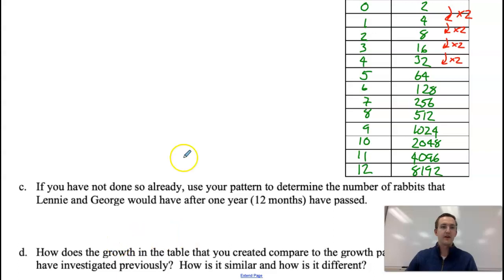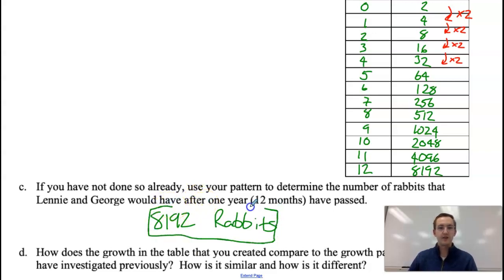8,192 rabbits. So again, after 12 months, part C, we're asking how many rabbits for a total: 8,192 rabbits, which is a lot of rabbits to take care of. But that's how many they want after a year. If they start with 2 and every single month every set from the previous month has 2 babies, so they're doubling the amount every month, after a year they have 8,192 rabbits. That's a lot of rabbits.